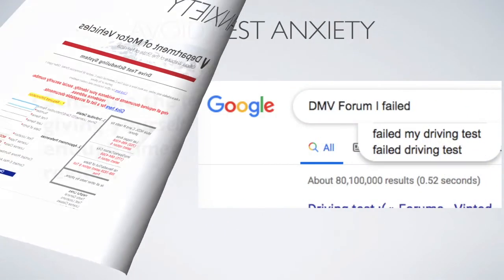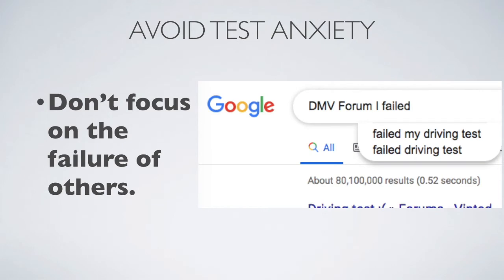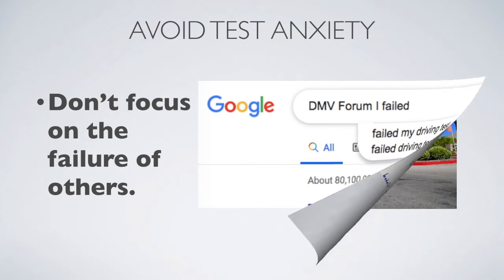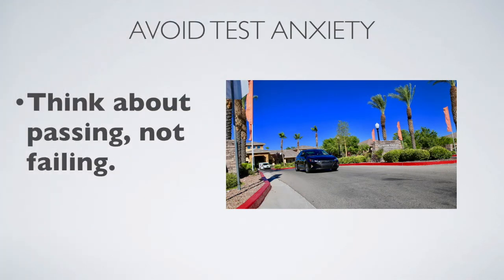Another thing to consider is please do not focus on the failure of others. Most likely you will go to Google and check if people pass or fail. And if you type about failing, that's what you get. About 80,100,000 results for a search, DMV forum, I failed. That's only the forums. If you just type I failed on DMV test, it may even be more than that. Do not focus on that. Okay, so in general, it is advisable to think about passing, not failing, not only in the DMV test, but in any aspect of our lives.